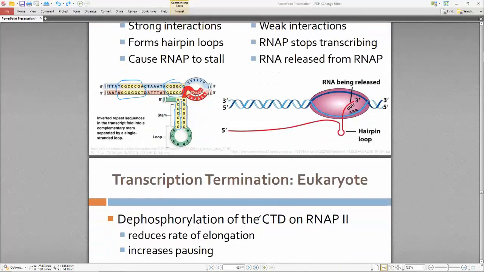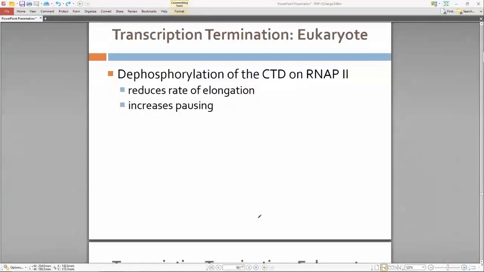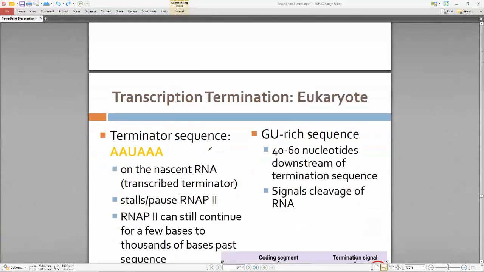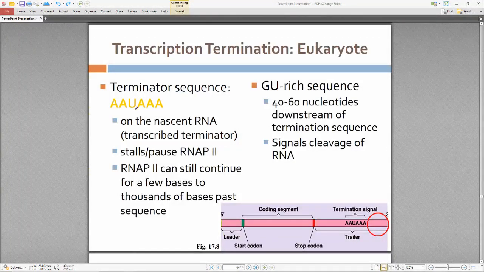This shows pretty well. Okay, so eukaryotes. First of all, there's a dephosphorylation of the CTD on RNAP2. This reduces the rate of elongation and it also increases pausing. And afterwards, eukaryotes also have sequences. So there's something called a terminator sequence. If you can look over here, the terminator sequence is after the stop codon in something called the trailer.